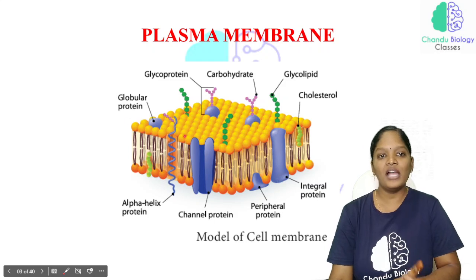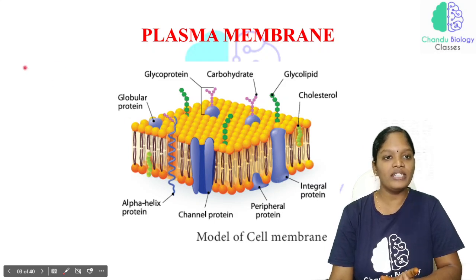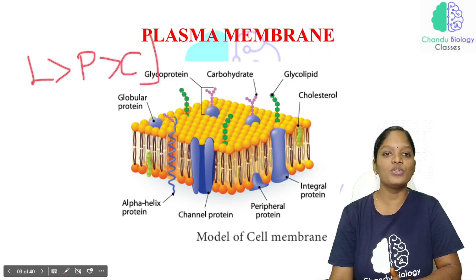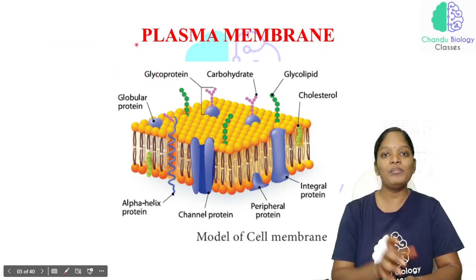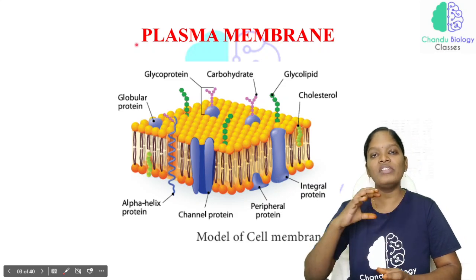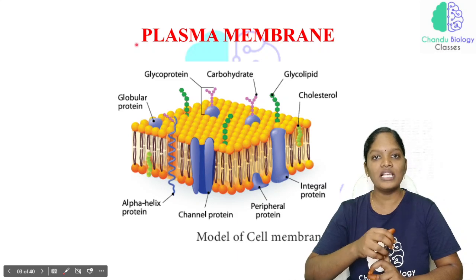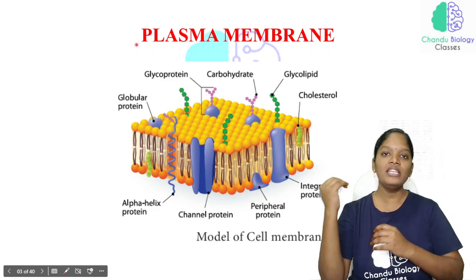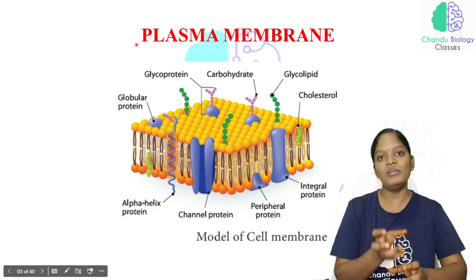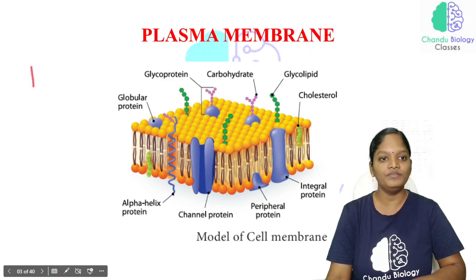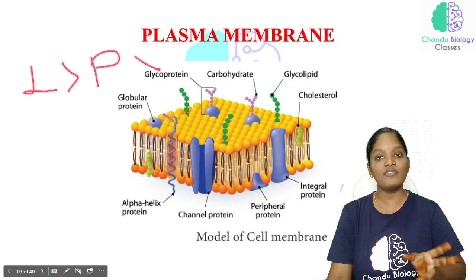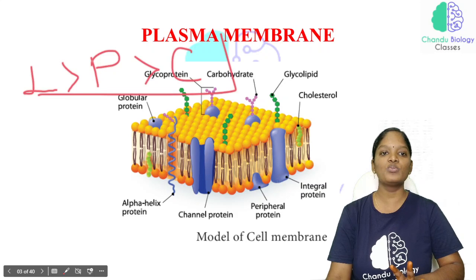Finally, one important fact is that lipid is in higher concentration in a plasma membrane, followed by protein and followed by carbohydrate. This is an important proportion with respect to the plasma membrane. This composition varies from one cell to another. For example, in the liver there is a different percentage, and in RBC there is a different percentage of lipid, protein and carbohydrate. But majorly, lipid will always be in the highest proportion, followed by protein and followed by carbohydrate. This is the ratio.